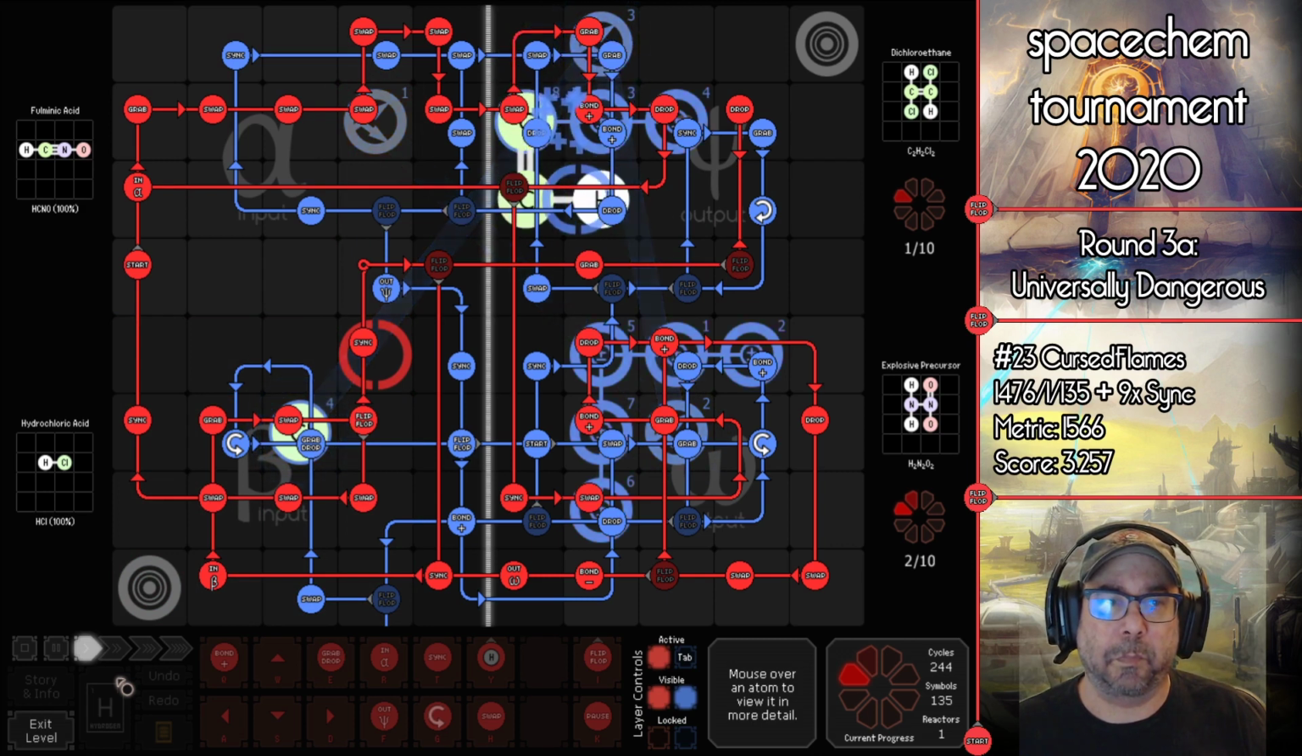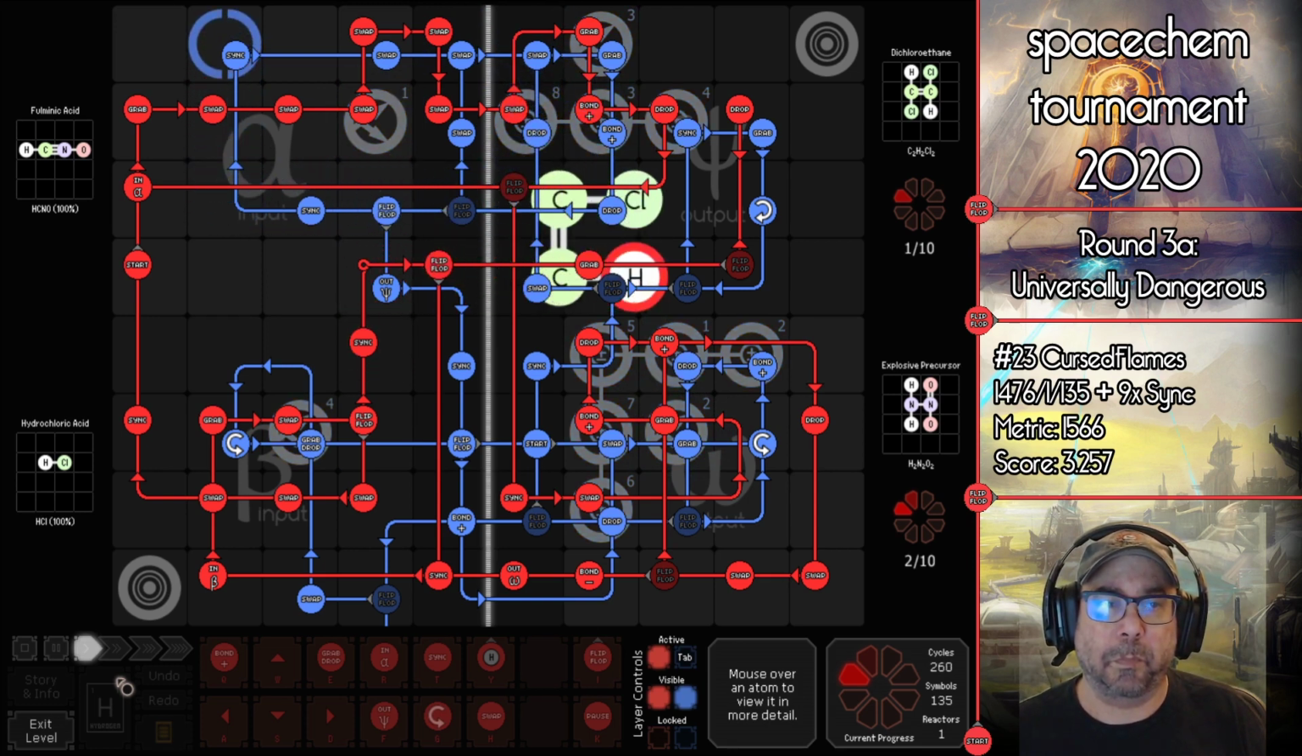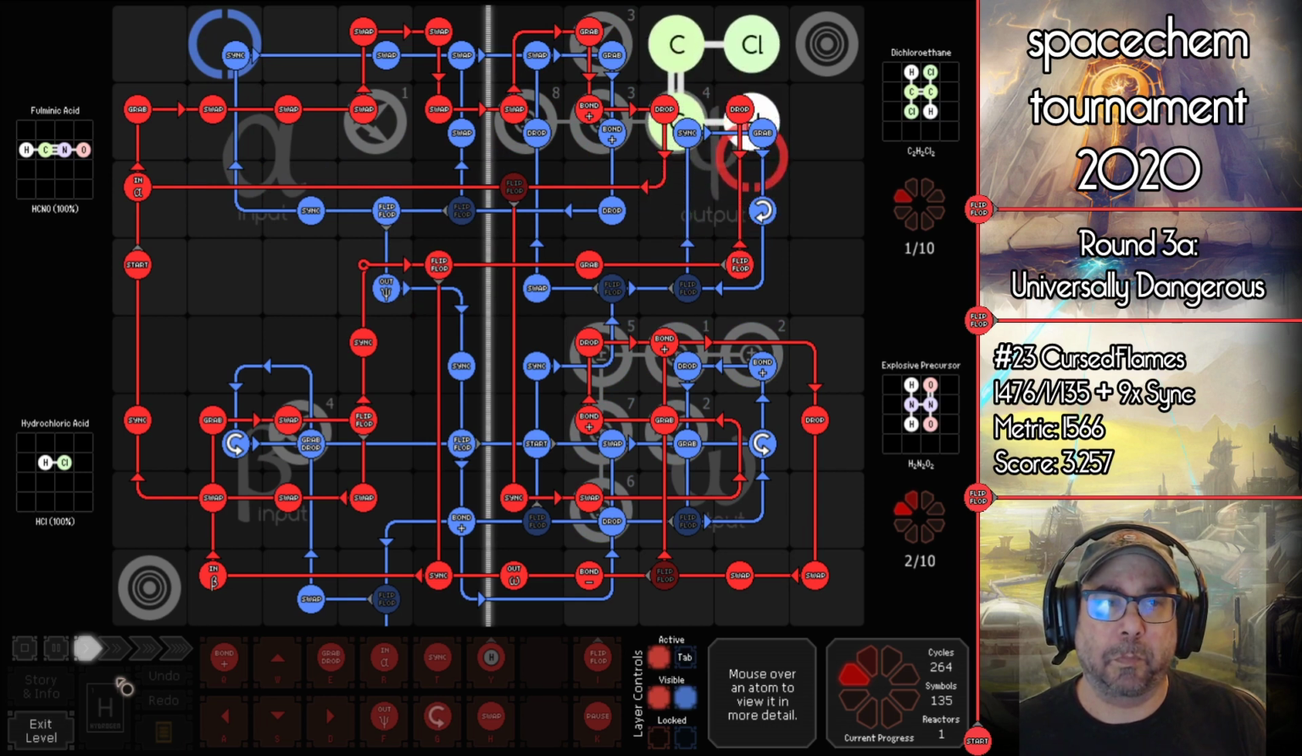Right. So by now you might have seen a running theme in these solutions, which is that we're going to see a lot of swappers being placed over the alpha and beta inputs.